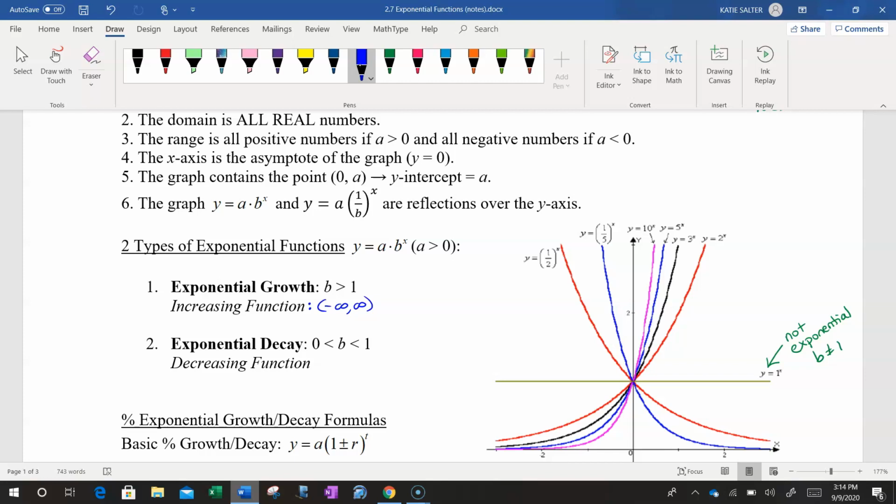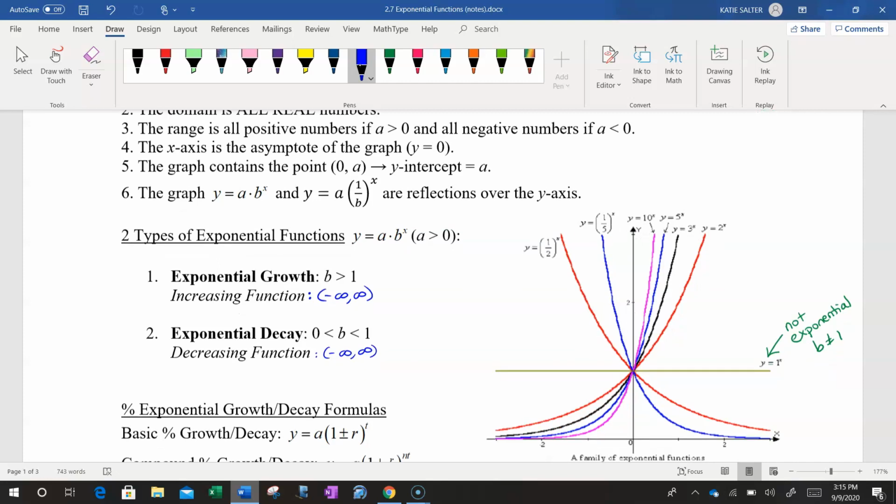And then the other situation is exponential decay, and that's when our base is a number between 0 and 1, and it is a decreasing function for the domain of all real numbers. If you were to ask where it's increasing, you would say never, because it does not.